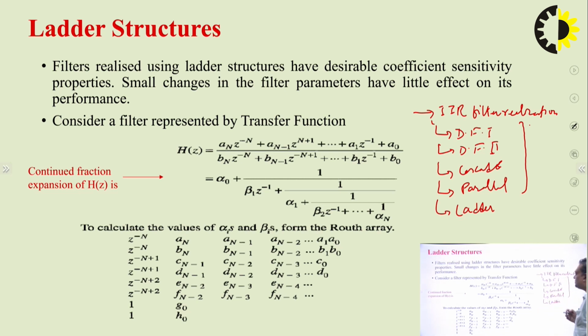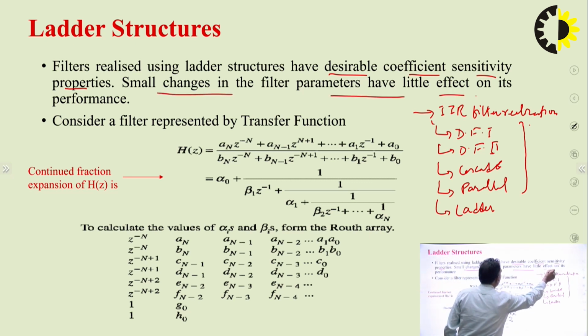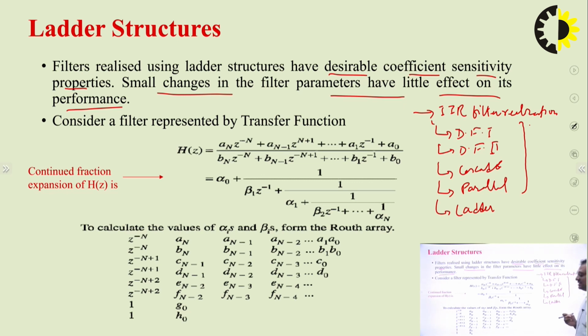Filters realized using ladder structures have desirable coefficient sensitivity properties. Small changes in the filter parameters have little effect on performance. We found these ladder structures more useful as compared to the above structures, because their coefficients are less affected by parameter variations.